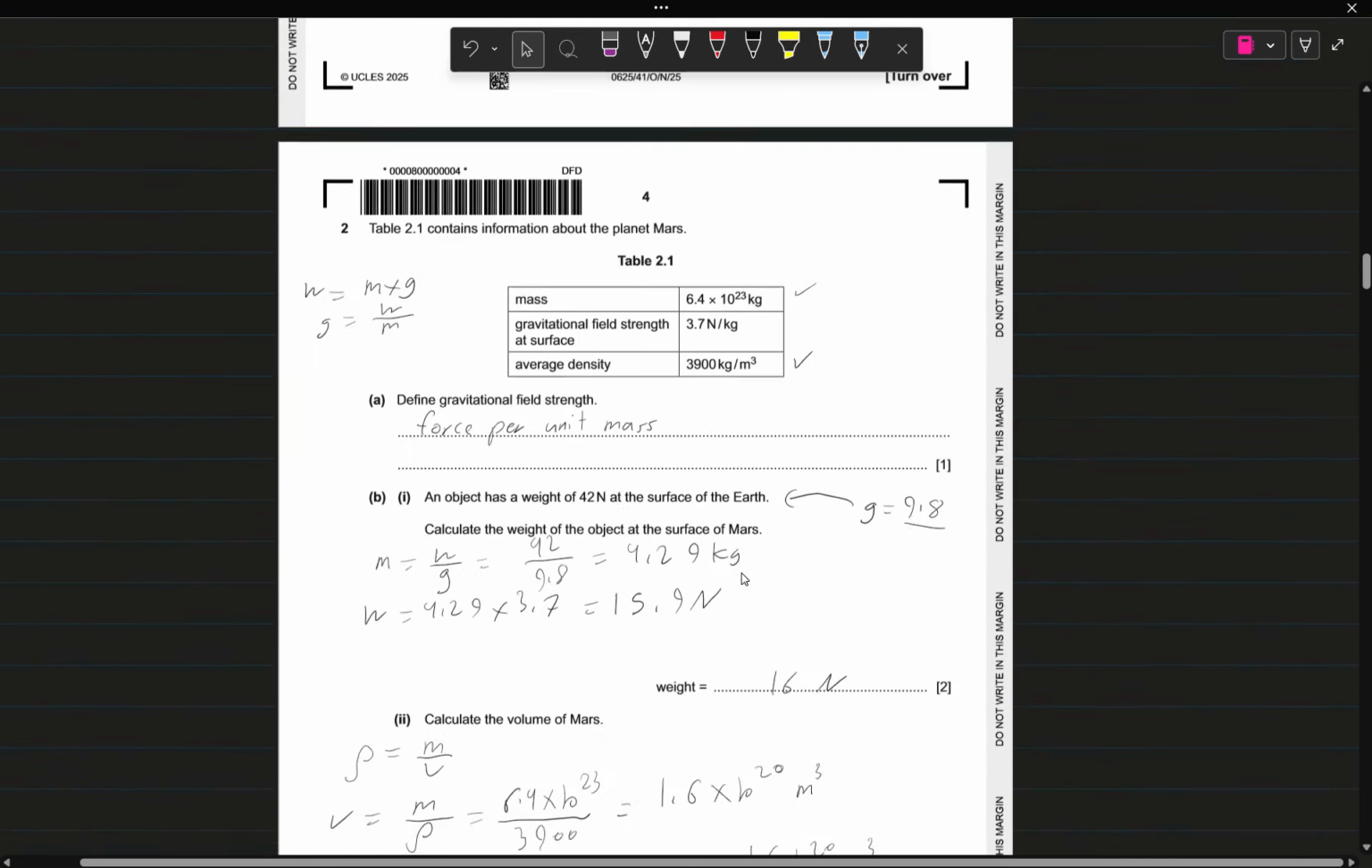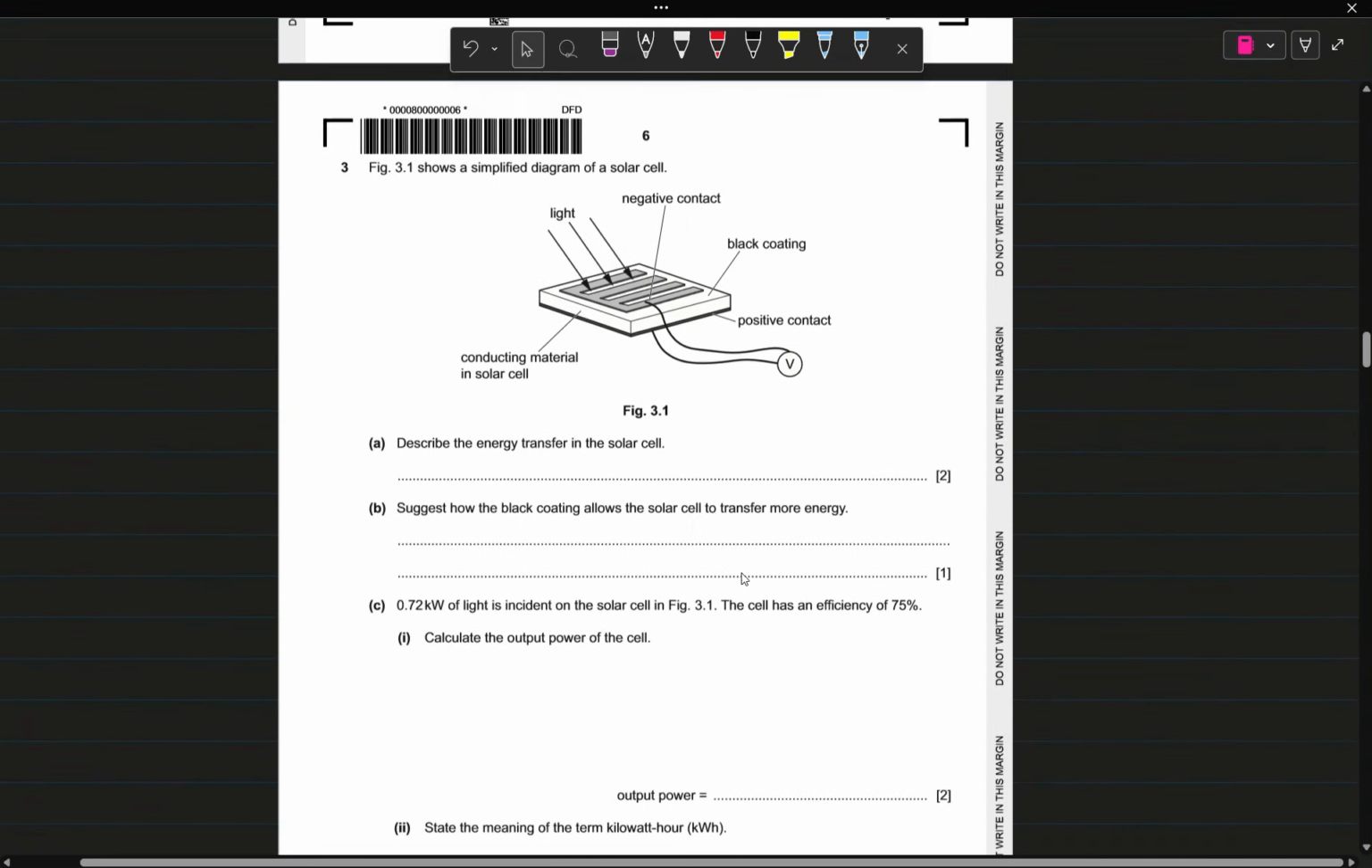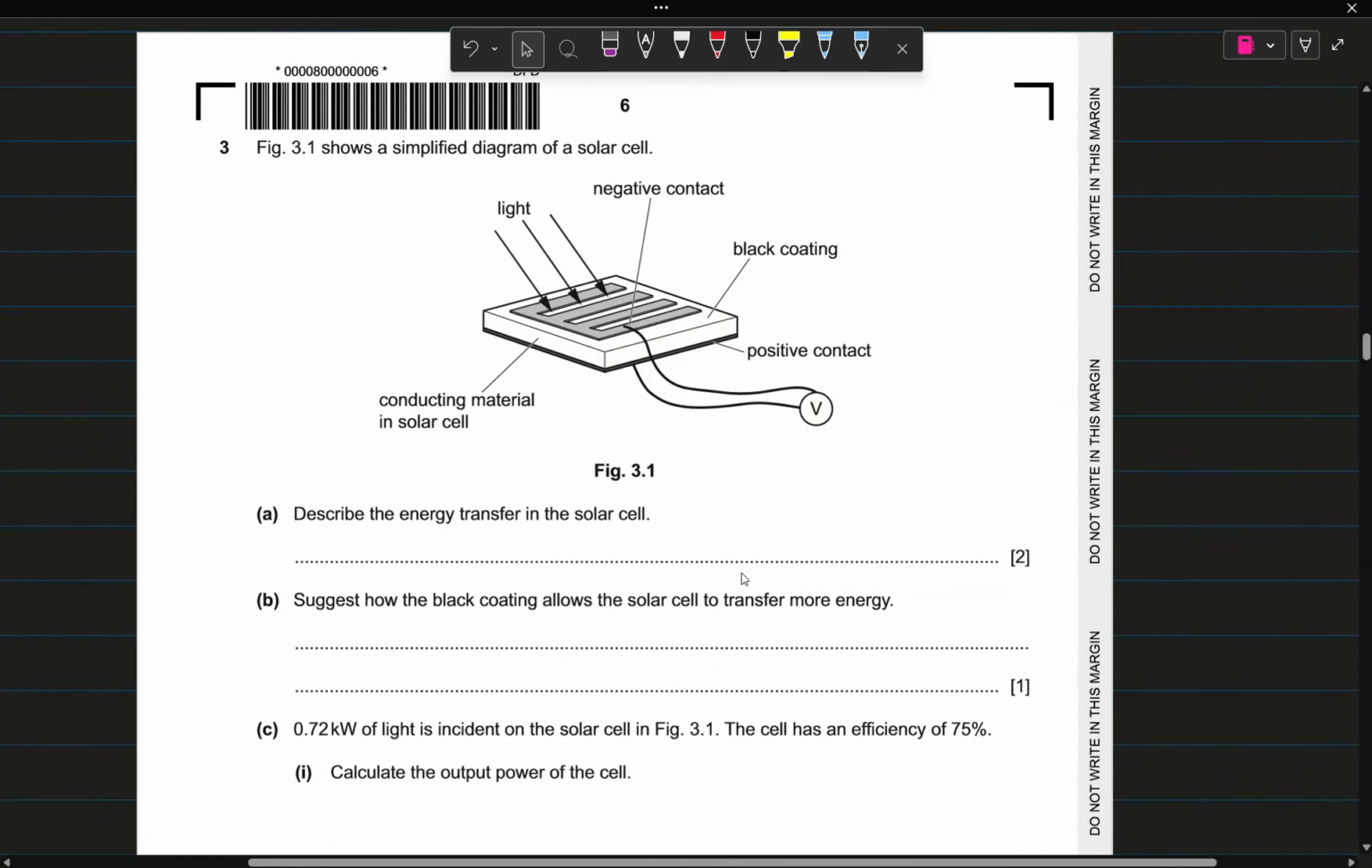Okay, so we're done with that. We're done with question number 2. We can move on to question number 3. Okay, let's see what we have here. Figure 3.1 shows a simplified diagram of a solar cell. Describe the energy transfer in the solar cell.